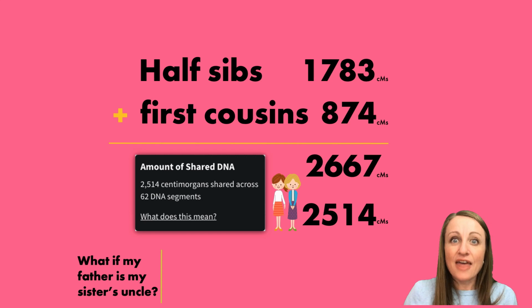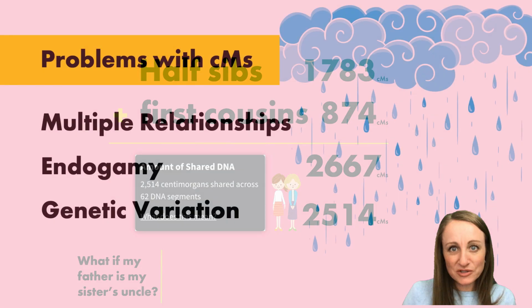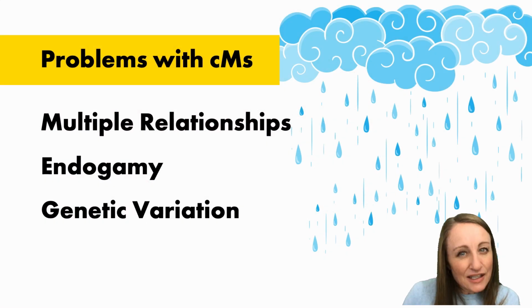Okay, so that's our first situation, multiple relationships. The second situation is something we call endogamy.